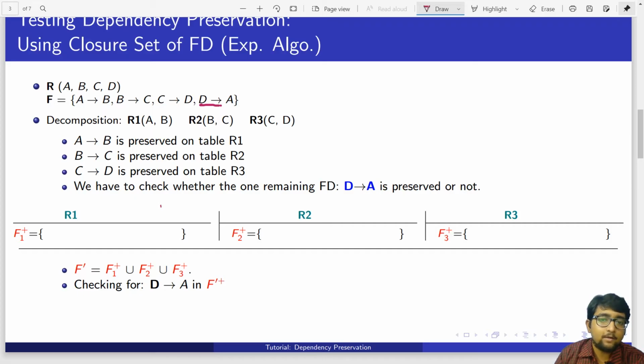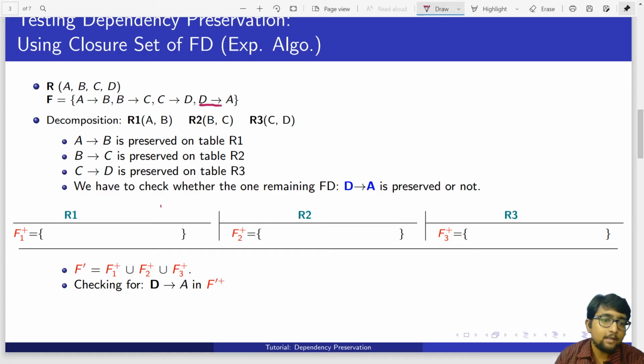Otherwise we cannot say that D functionally determines A is not preserved, since it is not directly applicable on R1, R2 or R3, because A and D both of them are not common to any of the tables, correct? Together they are not there. So we cannot say that it is not preserved, got it? It may be preserved, but we have to check that, and the process to check that is you need to find the closure set of functional dependency.